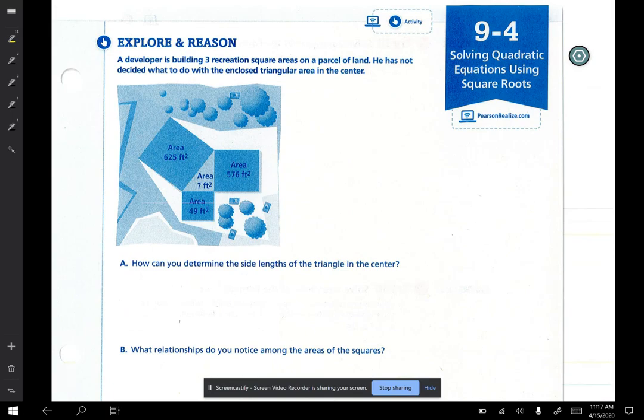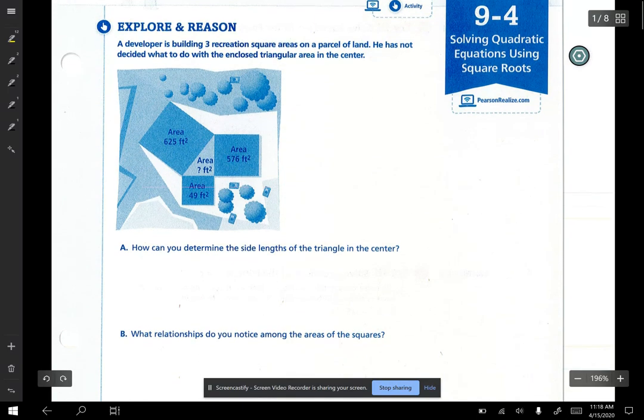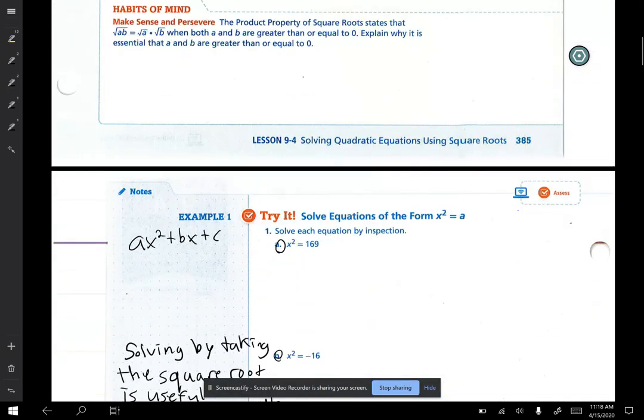Today we are going to talk about solving equations by taking the square root. This is your last day of your second week of NTI, or I guess your second set of NTI weeks, your ninth day of NTI total. So this is 9-4, solving quadratic equations using square roots.